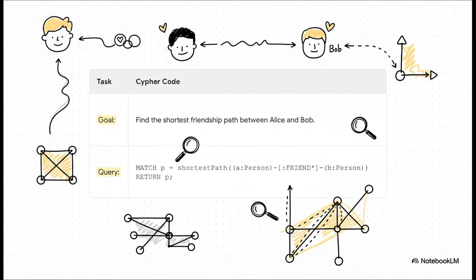Check out this example. The goal is simple, right? Find the shortest path of friends between Alice and Bob. And look at the Cypher query. It practically reads like the sentence I just said. You can literally see the pattern for a person connected by a friend relationship. It's so powerful because you can solve this huge network puzzle with just one clean, simple command.